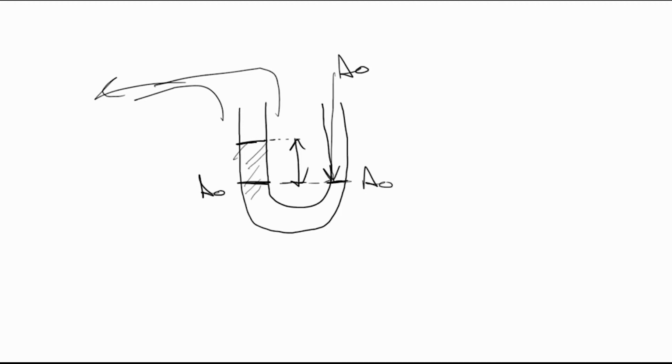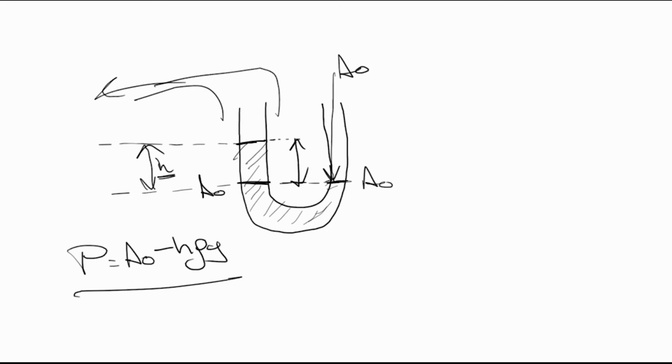Mind this, that the liquid is entirely all of this. This is all the liquid. So the pressure here is going to be less than A naught. By how much? By height h. So basically the pressure is equal to the atmospheric pressure here, which is A naught, but the pressure here is less. How much is it going to be less by? Minus H rho g. So that's the pressure at this point.